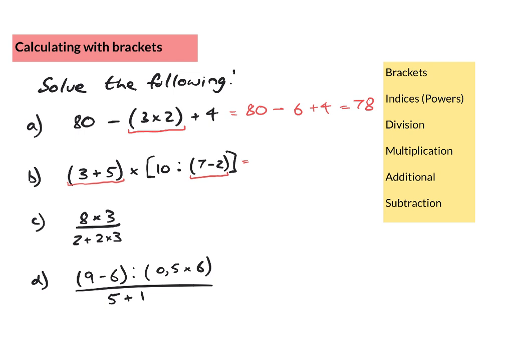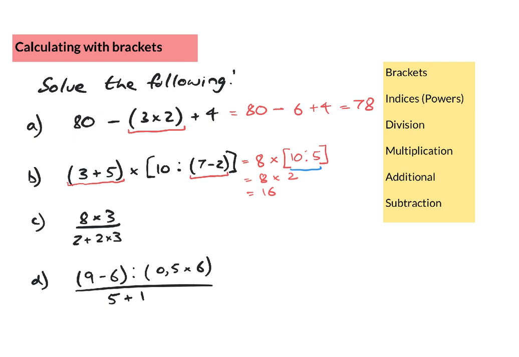The bracket at the front, 3 plus 5, is just 8. It has nothing to do with anything else. So I can put multiply, put my square bracket, 10 divided by, and 7 minus 2 is 5, and then I close off my square bracket. So my curved brackets here have become a 5, and this one has just become an 8. So what have I got now? I've got 8 multiplied by, square bracket, 10 divided by 5, which is equal to 2. And then 8 times 2 is equal to 16. So my answer there is 16.